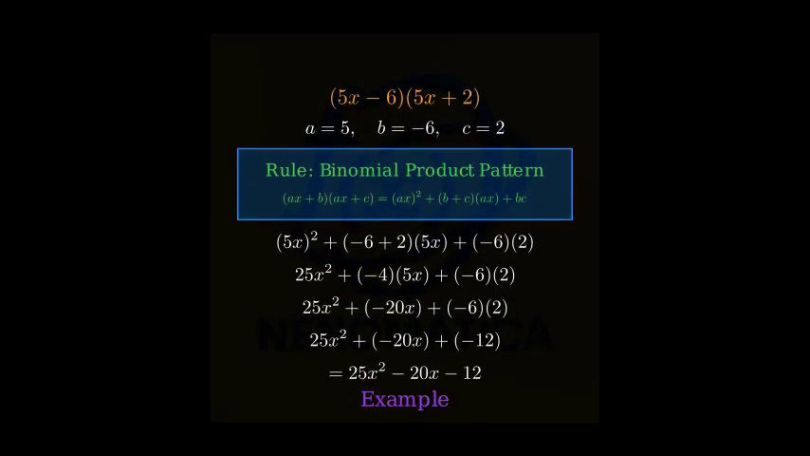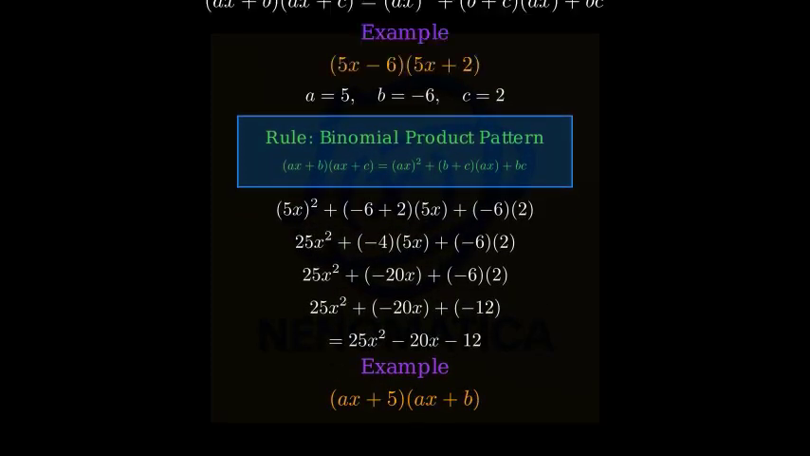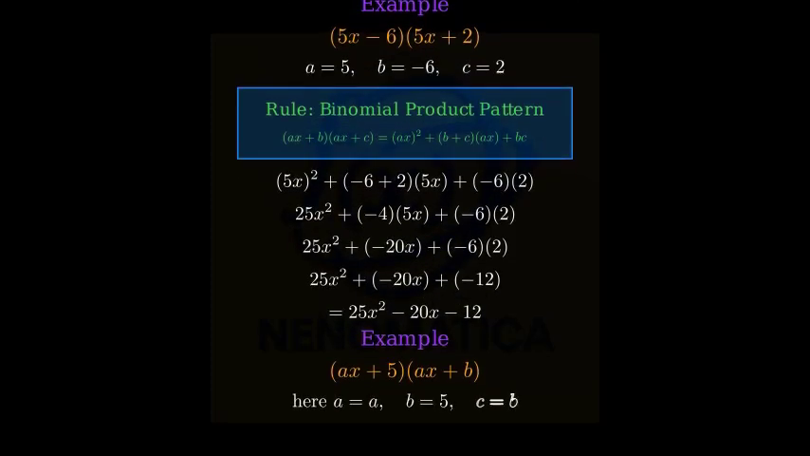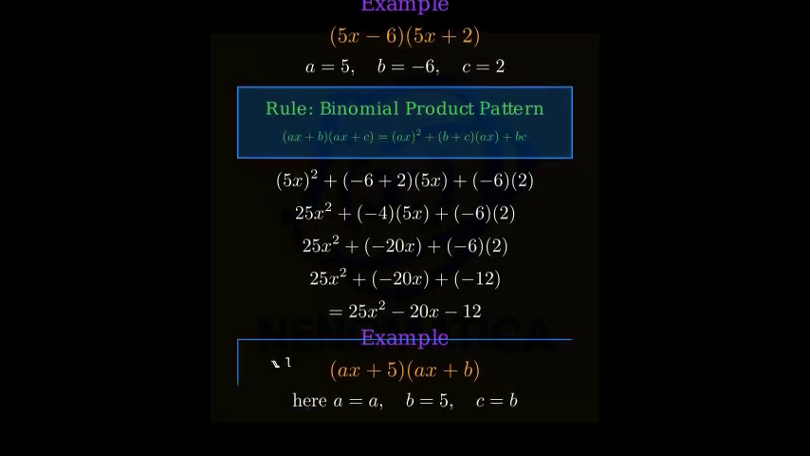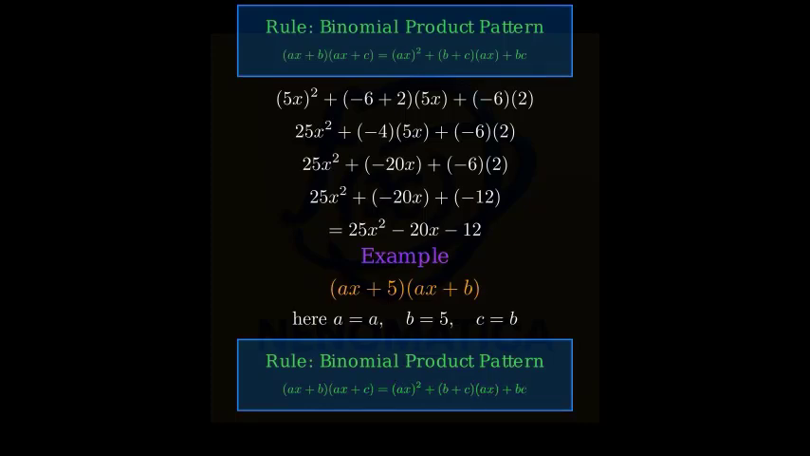Let's look at our second example. Here we need to expand ax plus 5 times ax plus b. In this case, we have a as a, b as 5, and c as b. Now, let's apply our pattern to this example.